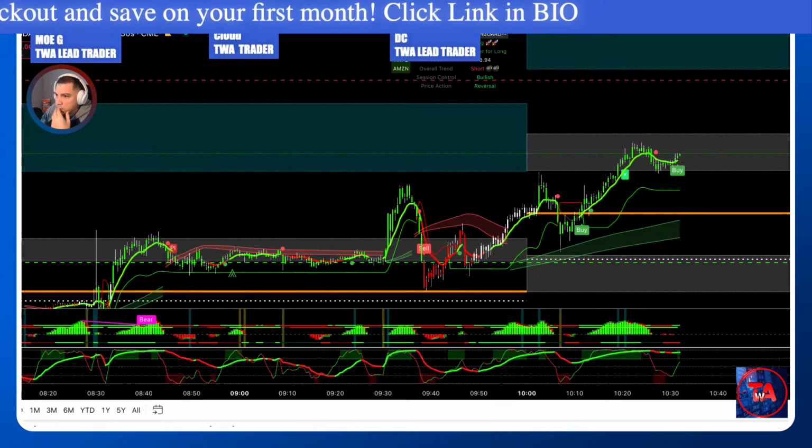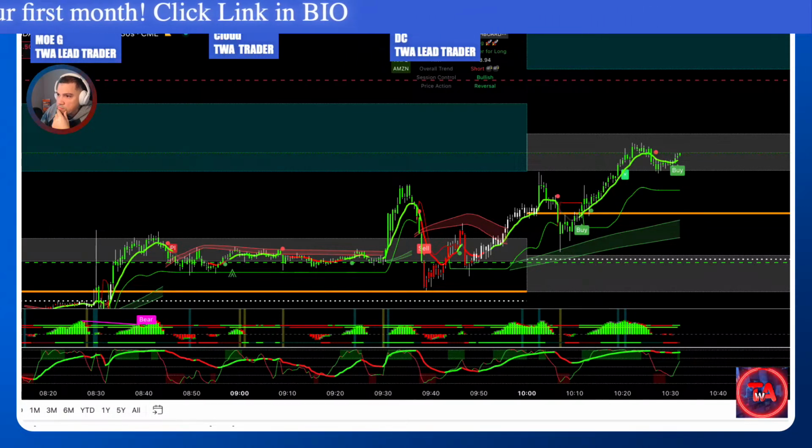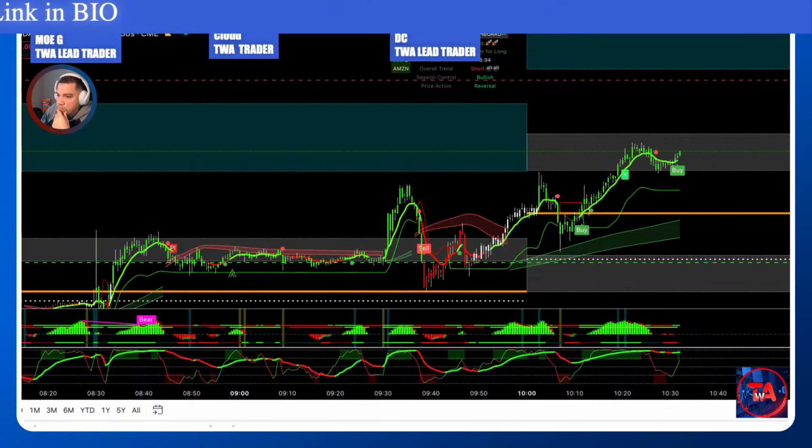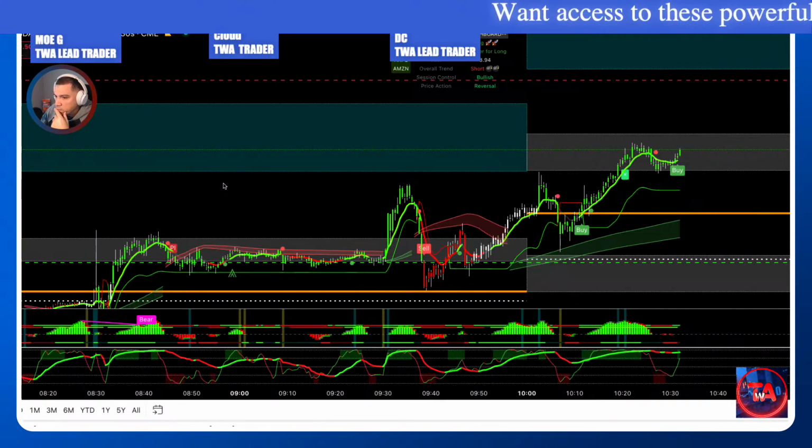And this is the boring part. Remember what I said about the re-entry at the 67? If you did enter at 67, that's 20 points right there.